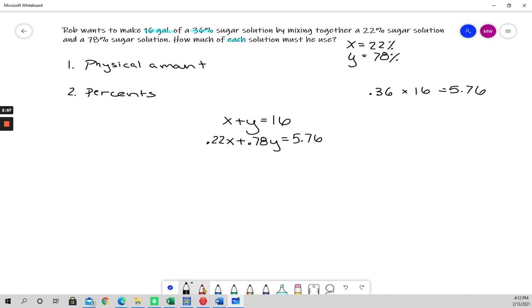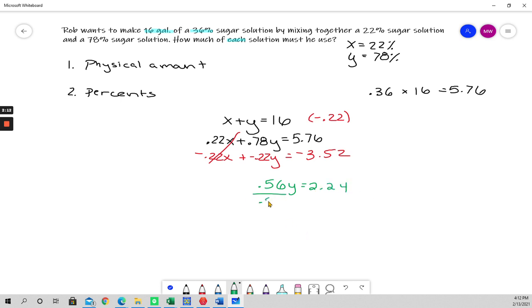I'm going to choose to get rid of my x value, so I'm going to multiply my top equation times negative 0.22. So that will be negative 0.22x plus negative 0.22y equals, and let's see, 22% of 16, 3.52. So negative 3.52. Our x's will cancel, and I'll be left with 0.56y equals 2.24.